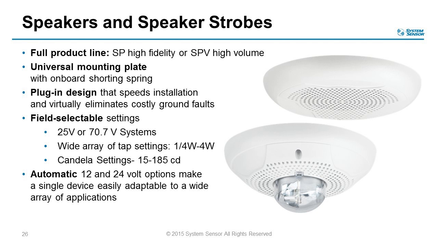We have two lines. The SP line, which is our high fidelity line, provides richer fidelity, which is perfect for crisp, clear messages. We also offer the SPV line, which is our high volume line, which produces about 3 dB more output at each tap setting compared to the high fidelity line. These are ideal for areas where you have higher ambient noise conditions or where you may just want to use fewer speakers to get more sound output.